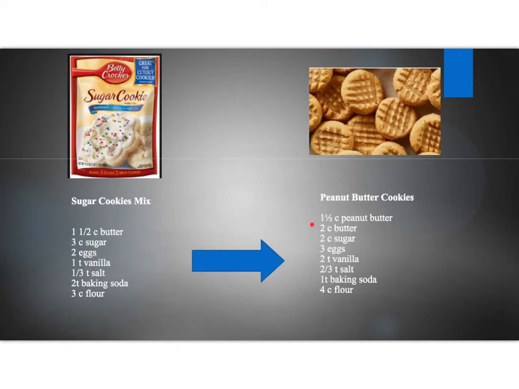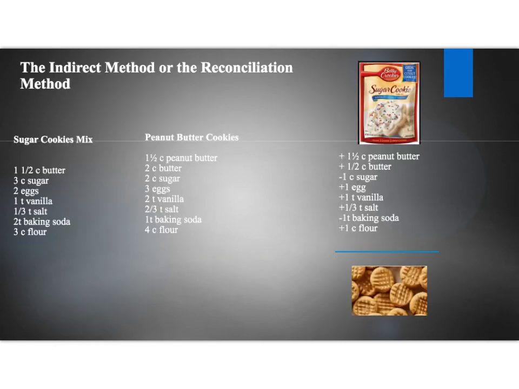So you're going to go line by line comparing the two, and you will only add or subtract the difference between the two. For example, you can clearly see right off the bat you need 1.5 cups of peanut butter because that is not included in the sugar cookie mix. So what will it look like?